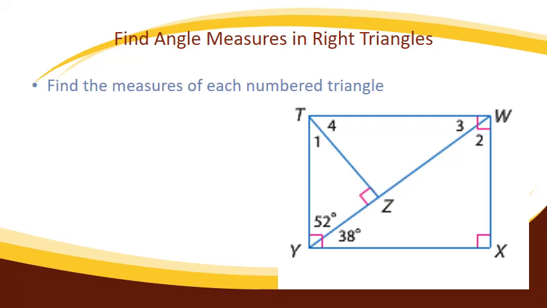Well, okay, now we're going to apply some corollaries. We got theorems and postulates and corollaries and converses and oh my goodness, all this stuff. All right, so let's see here. We're asked to find the measures of each numbered triangle.